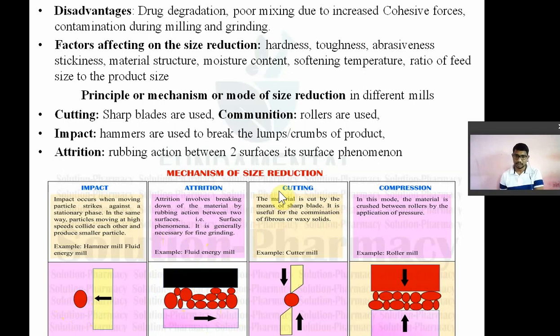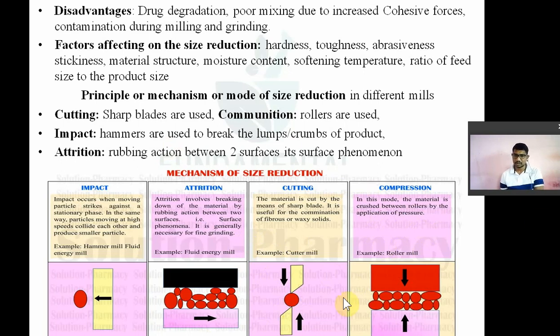We call it attrition. And cutting means breaking down of particles by using sharp blades. Okay, so material is cut by means of sharp blades. It is useful in size reduction of fibrous and waxy solids. जो भी pharmacognosy के drugs होते हैं, so natural and crude drugs, they will be effectively reduced in size using cutting. Okay, now next one is compression. This is the mode of size reduction. In this mode, the material is crushed between two rollers by application of pressure.